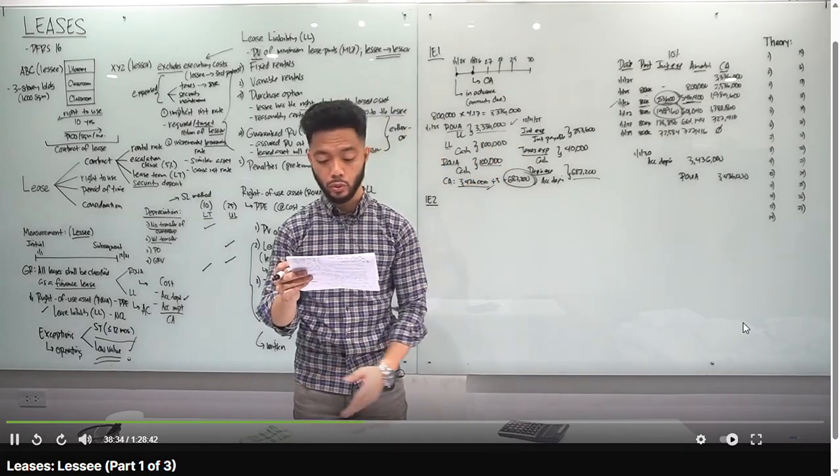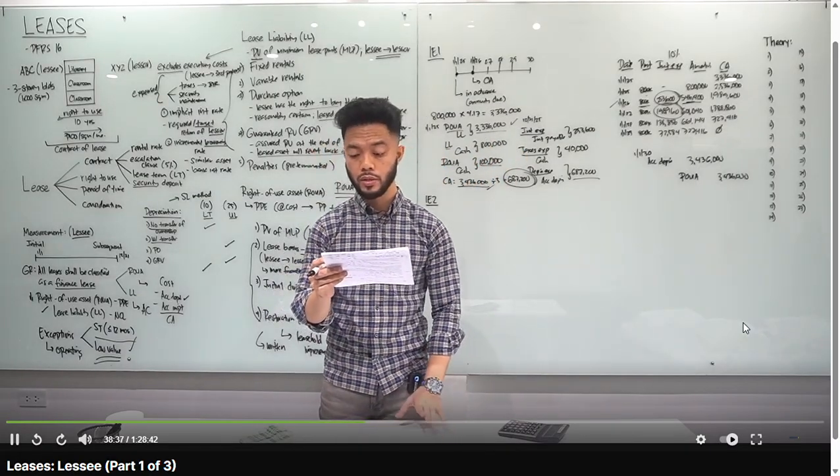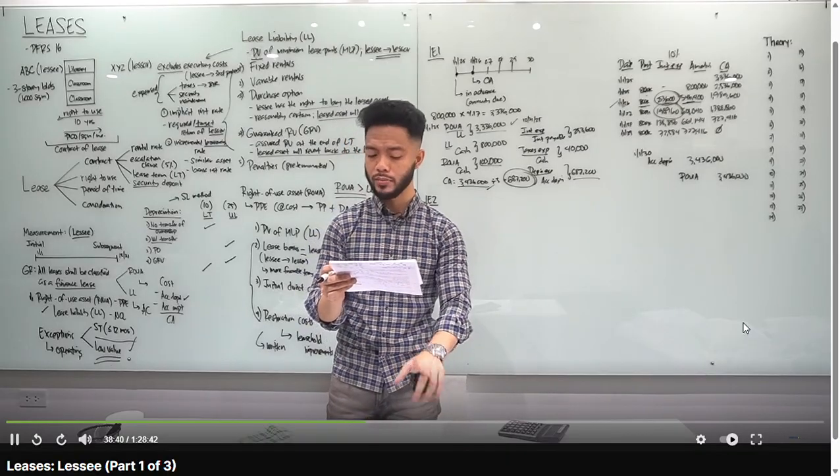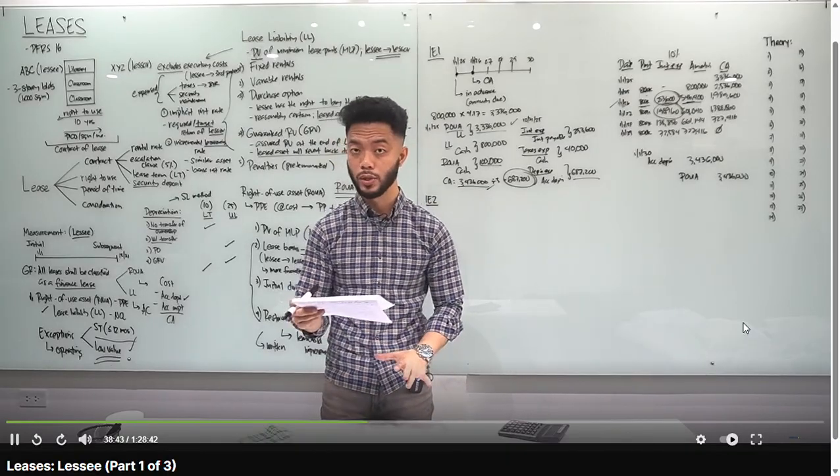The contract was negotiated to assure the lessor a 10% rate of return. The present value of ordinary annuity is 3.79. Yun yung gagamitin natin. The present value of annuity in advance, ignore mo yan. Panlito lang yan. Okay? Prepare the journal entry.